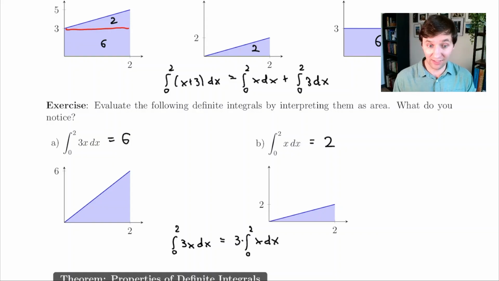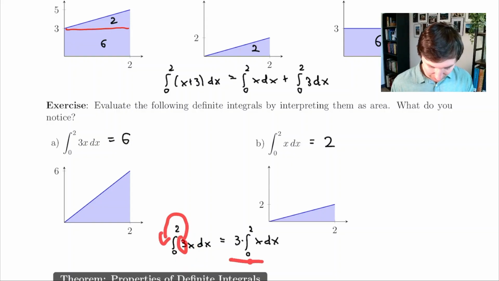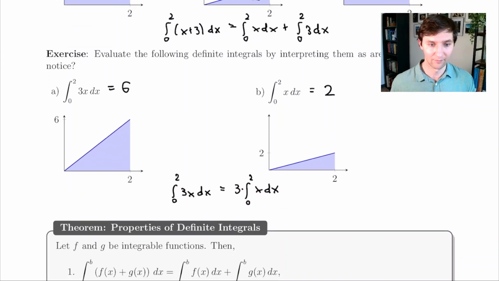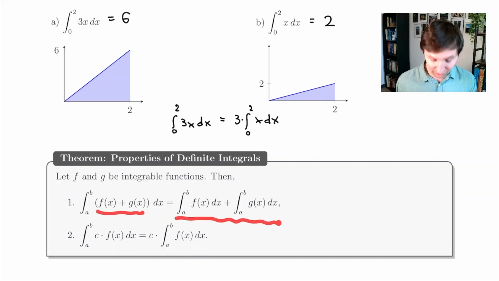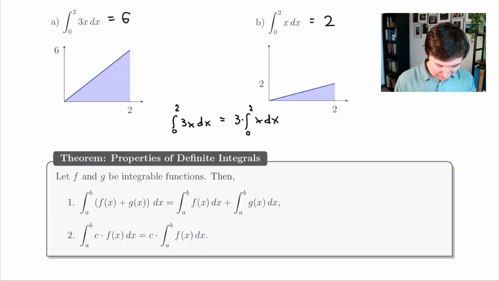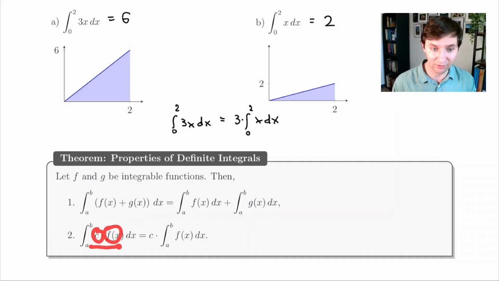You can understand this property as if you have a function multiplied by a constant, you can take that constant, in our case 3, and move it outside of the integral and obtain the constant times the definite integral of the function without the constant. The two properties we just discovered are listed in this table below. When you have two functions added in the integrand, you can split the definite integral into two. And whenever you have a function multiplied by a constant in the integrand, you can take that constant outside of the integral.